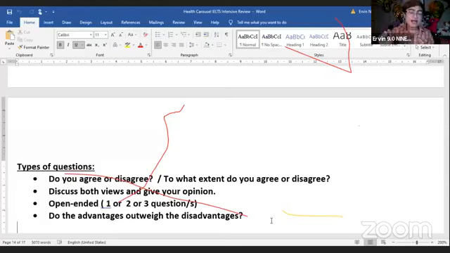So, the first one, agree or disagree. Sometimes the exact question is, to what extent do you agree or disagree? The second type of question, discuss both views. The third one, open-ended. Now, how do you know that it's open-ended? Usually, if you don't see agree or disagree, if you don't see discuss both views, that's what we call an open-ended type. So for open-ended, sometimes you get to see what are the reasons, what are the causes, what are the effects, what are the solutions, what are your recommendations. Those are the typical questions for open-ended. Now, the fourth one, do the advantages outweigh the disadvantages?